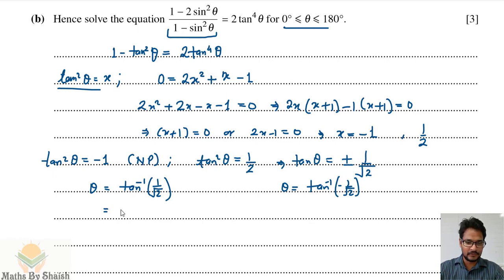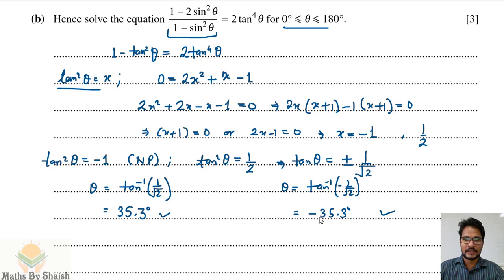So this value from the calculator we are getting 35.26, so we can write 35.3 degrees, and this other value is coming minus 35.26. Since we require our answer between 0 and 180 degrees, the 35.3 degrees is acceptable, but the negative one is not acceptable because it's negative. And if we have tan, then we can talk about the other angle.